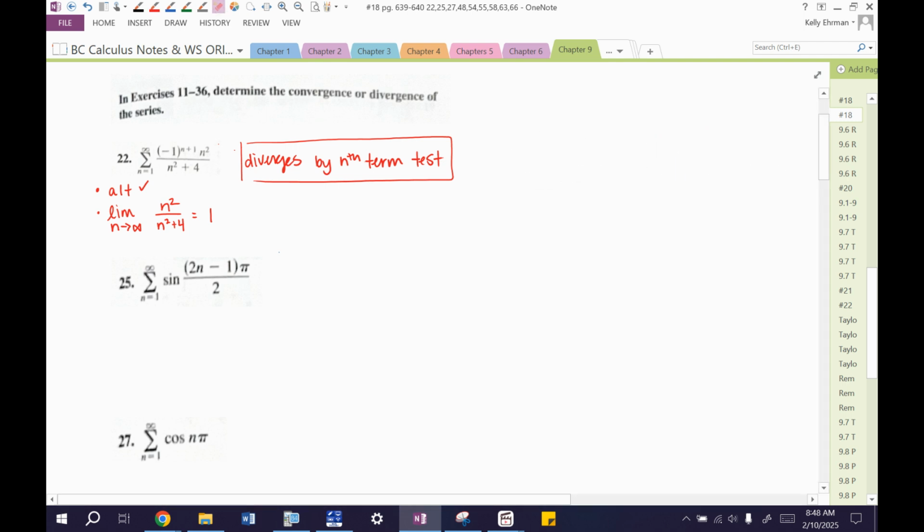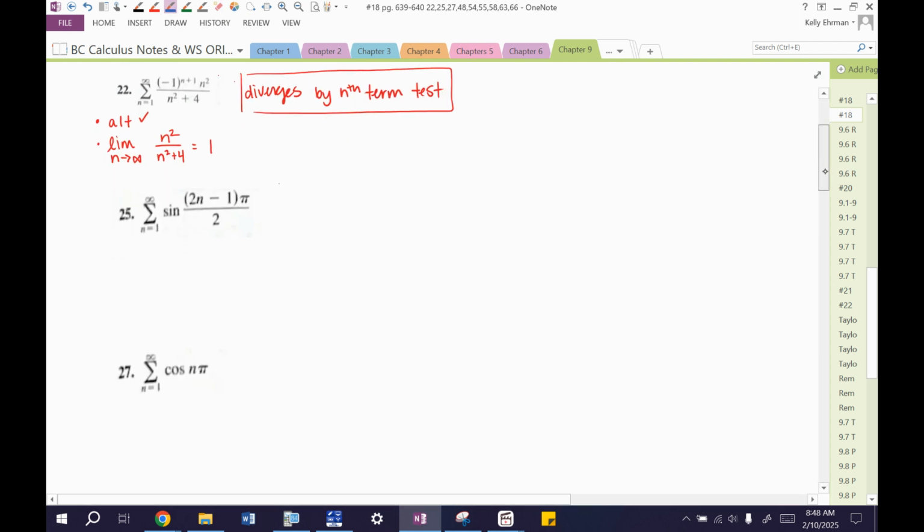All right, for the next problem. Now, normally we say sine and cosine are not alternating series necessarily, but this is not just sine of n, it's a sine of 2n minus 1. So you can check this if you want. This says starting with 1. If I plug 1 into this, and this whole thing is in the sine function, I would get sine of pi over 2, and that's 1.